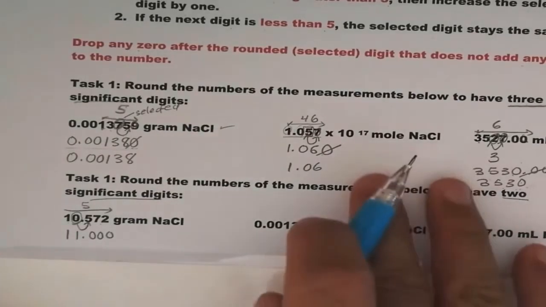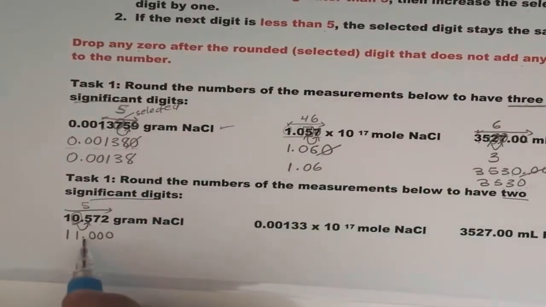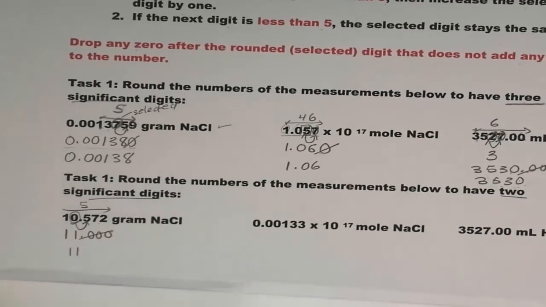Now the question is, do we keep the 0s? Well, these 0s don't add any values to the number 11, so we just ignore them. So we just have 11. There you go.